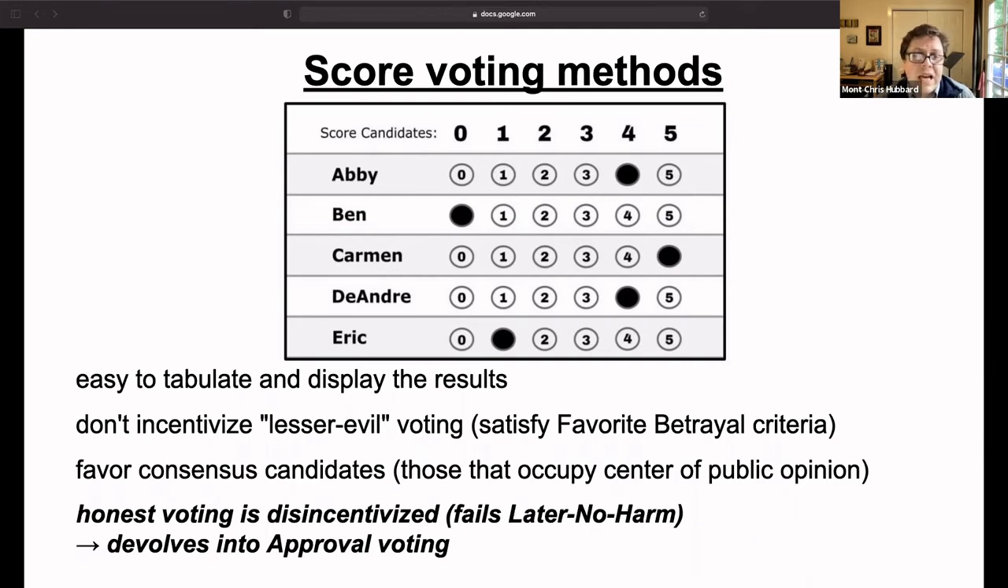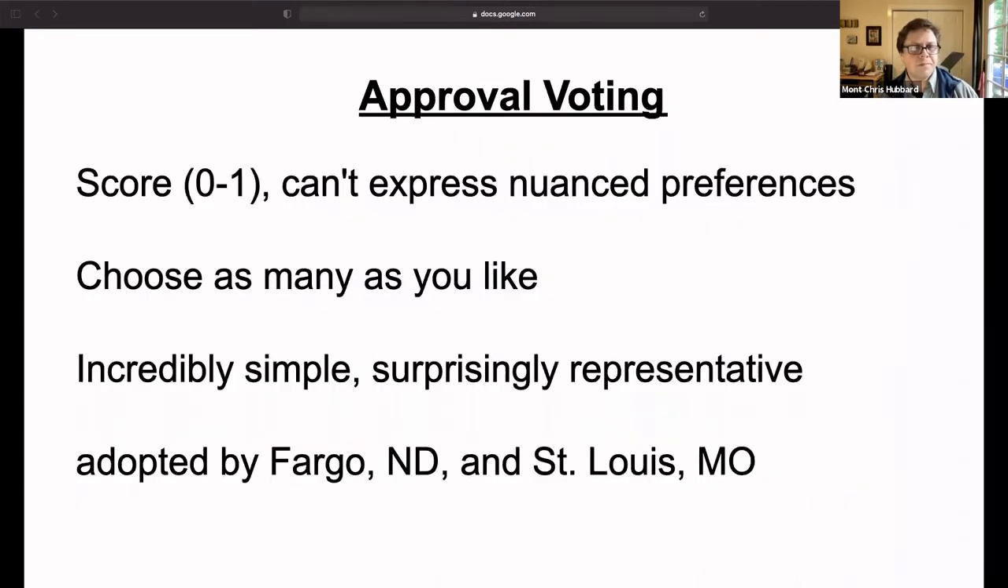One negative is that score methods fail late or no harm. Voters are incentivized to give their favorites the top score possible and give everyone else a 0. This is also called bullet voting. And score methods, when this strategy takes over, devolve into approval voting. Is that a bad thing?